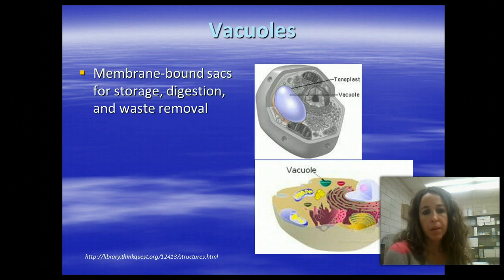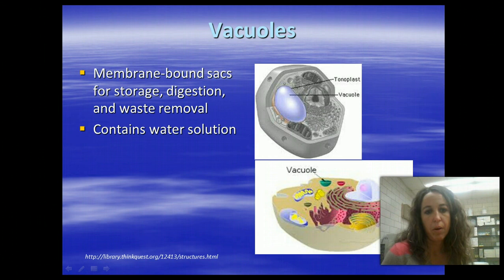And the vacuole is a membrane-bound sac whose function is storage. You're trying to store some things for a long period of time. So this is a vacuole in a plant cell. You can see that it's pretty large, whereas in an animal cell it's much smaller. And that's because plants need lots of water, and you're going to be storing water there.